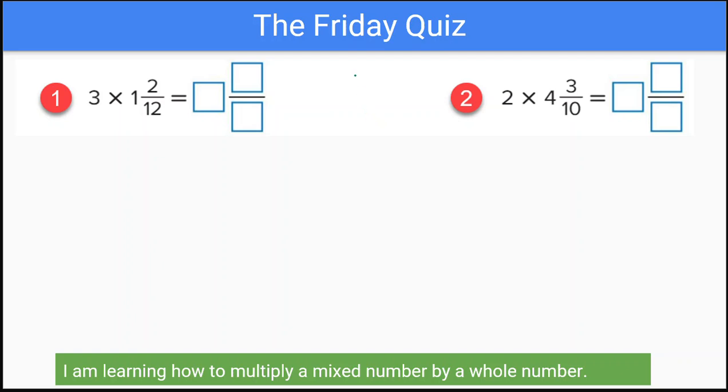Let's see if either of these are interesting, and no, neither of them are. They're kind of easy. So I think I'll do the second one here. 2 times 4 and 3/10. I'm going to go 2 times 4, and then I'm going to go 2 times 3/10. I'm going to do the whole numbers first, then the whole number times a fraction. 2 times 4, that's 8. 2 times 3/10, well, that's 6/10. So your final answer here is 8 and 6/10. Kids, you're learning how to multiply a mixed number by a whole number.